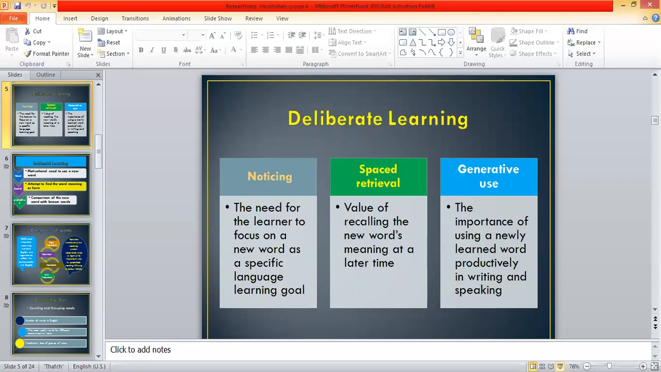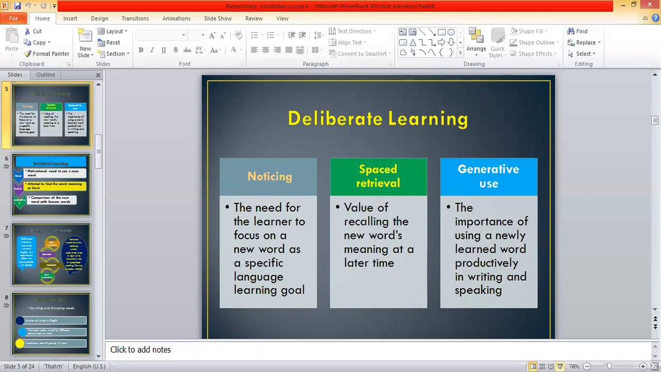Whereas spaced retrieval means you develop recalling. That means you make an effort: you learn it, but you don't use it. But later, when the situation comes, you just recall what you have learned before. It's kind of like rote learning. You are recalling the vocabulary. That's the deliberate learning.